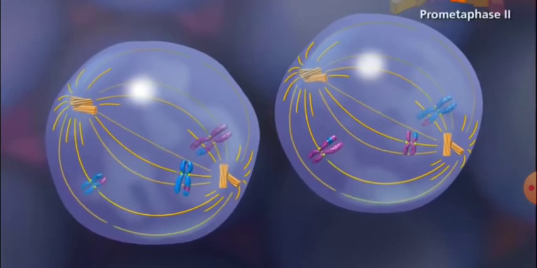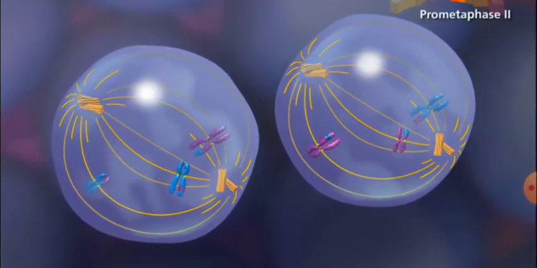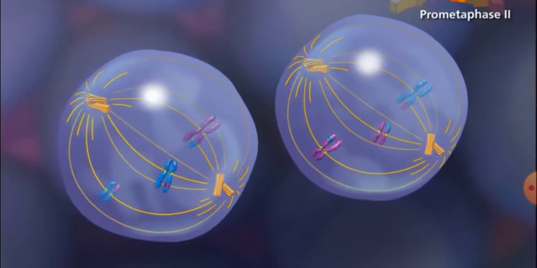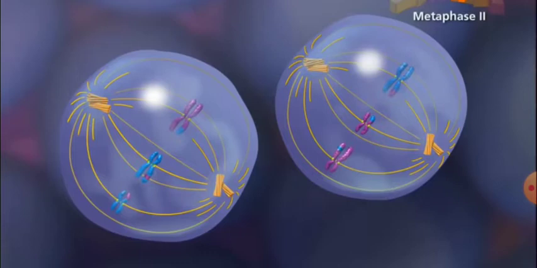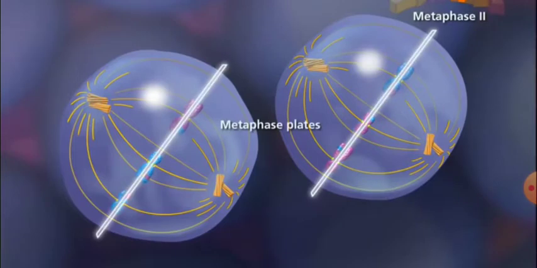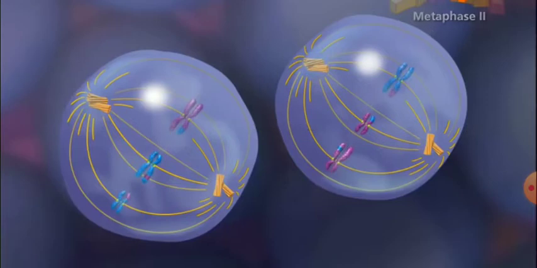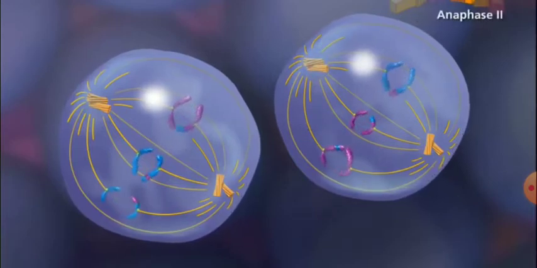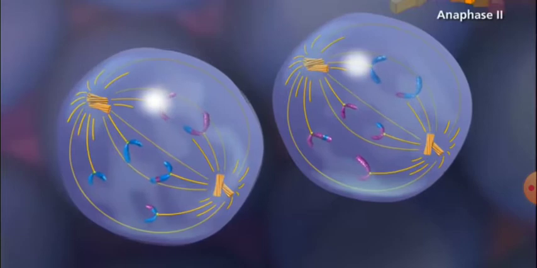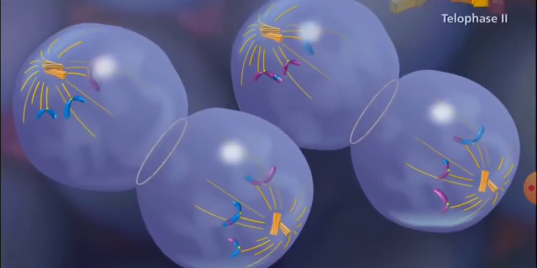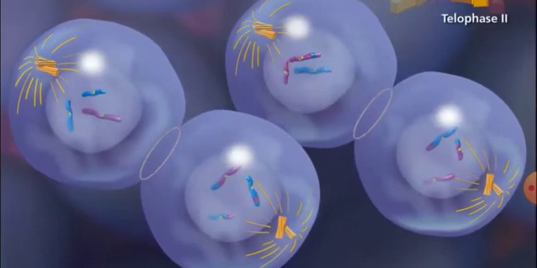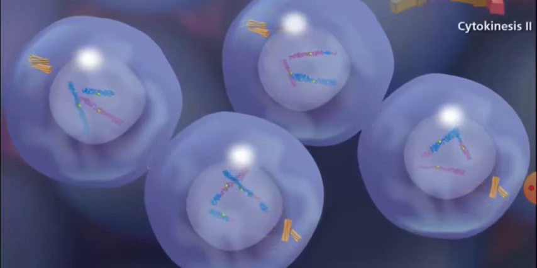Now meiosis part 2 started here. Meiosis occurs in two parts, part 1 and part 2. Part 1 is same as mitosis, but part 2 is different. See, now two cells were formed from one cell. Now from those two cells again two cells are formed. So altogether 4 cells are formed here.